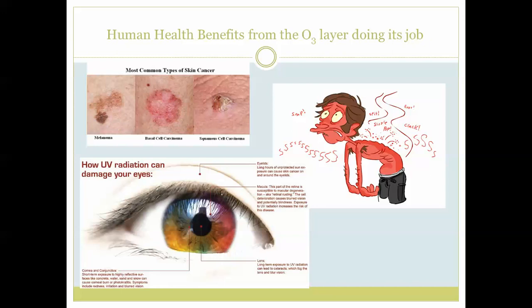So some human health benefits from the ozone layer doing its job. Here you're seeing the negative. Certainly there's going to be a reduction in different types of skin cancer. There's going to be a reduction in sunburn. And there's also going to be a reduction in the rates of eye damage, things like cataracts. So these are some things that won't happen as much if the stratospheric ozone layer is in fact intact.